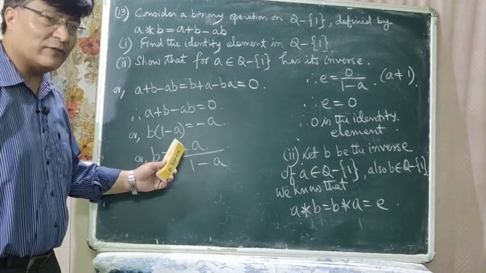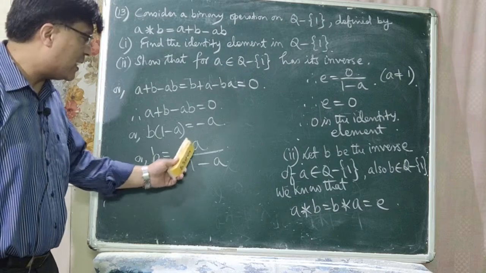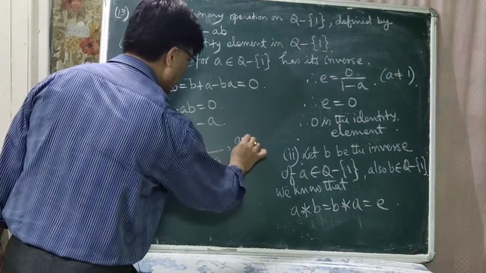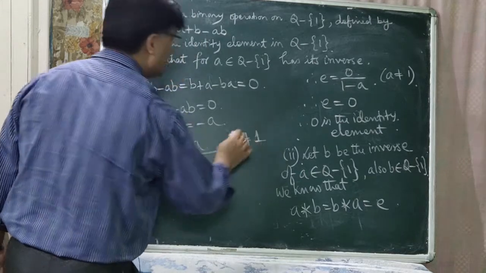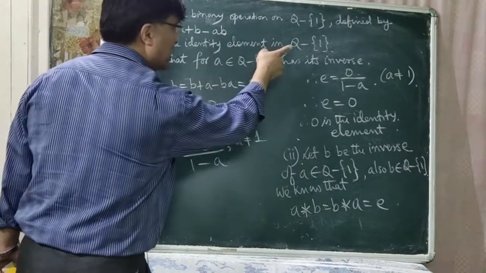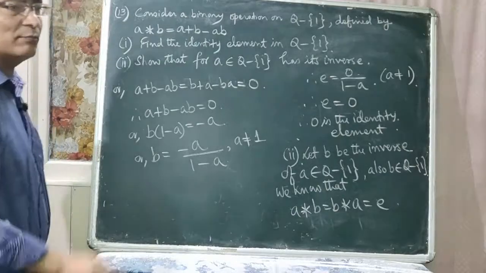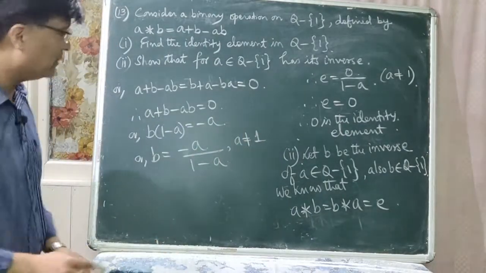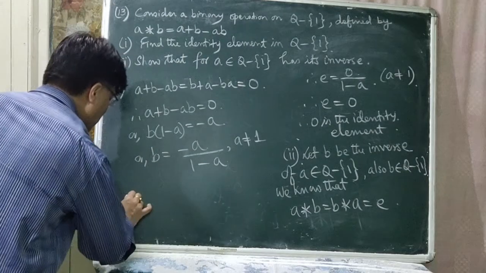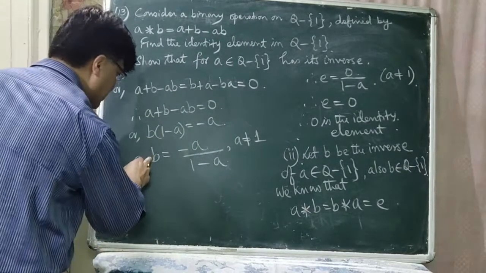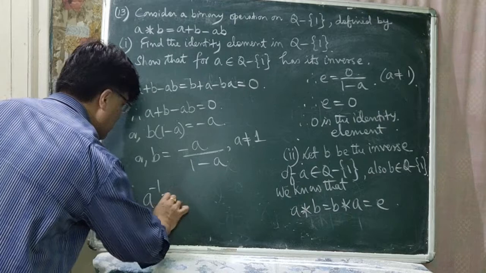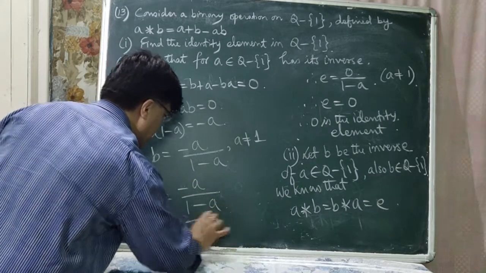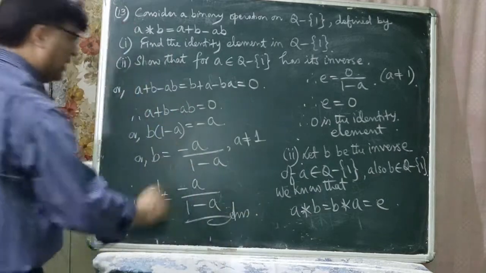So which is the inverse of B? Minus A upon 1 minus A. So in this case, A not equal to 1. Since it is given 1 is excluded from the set of rational numbers. So that means A not equal to 1. Okay. So therefore we can write here, instead of B you can write A inverse is equal to minus A upon 1 minus A. So this is the inverse of A.